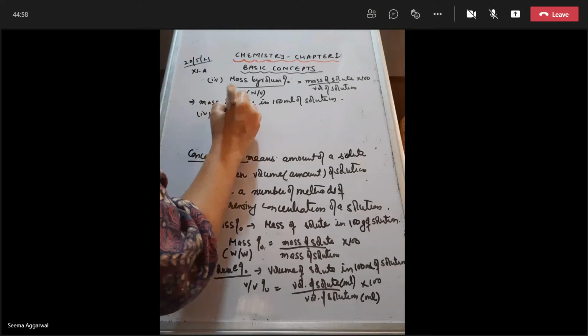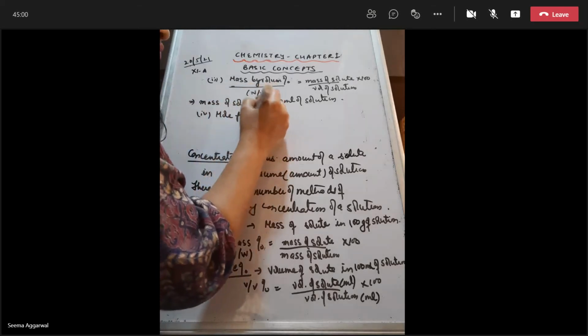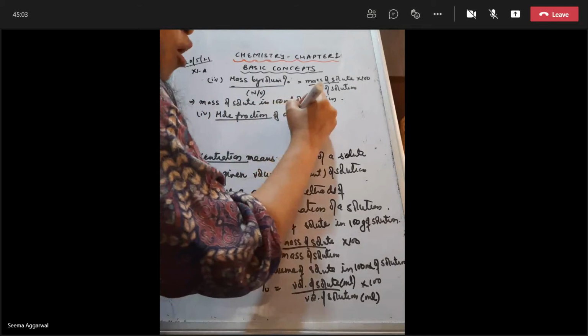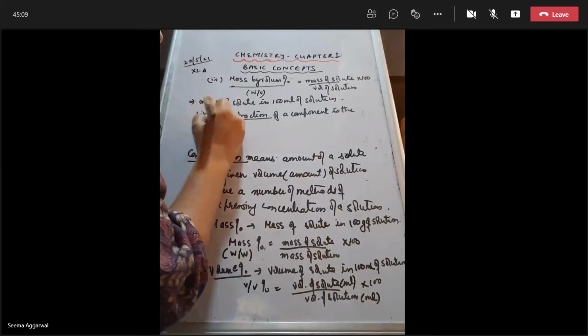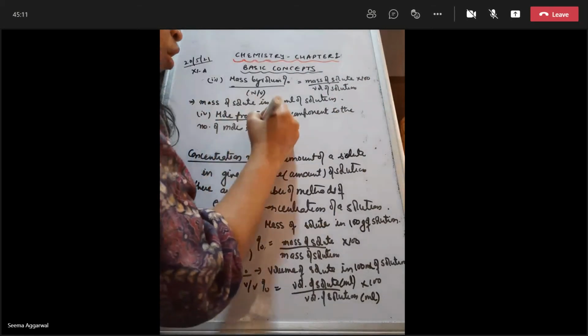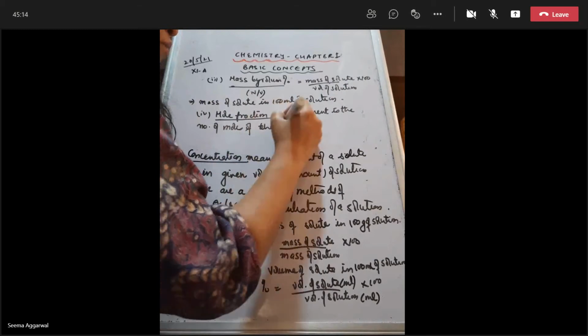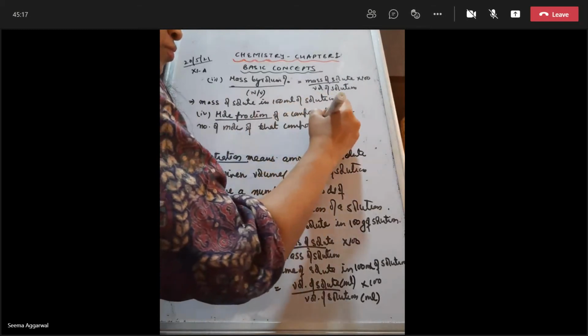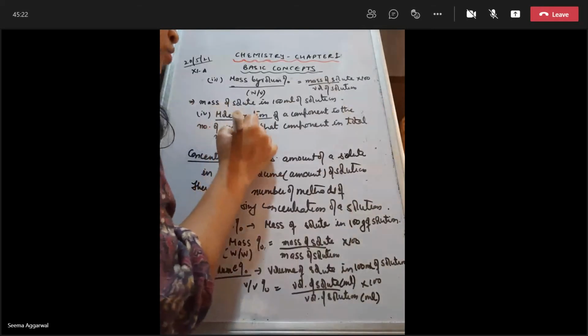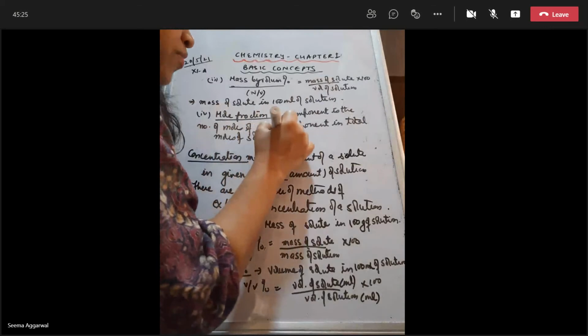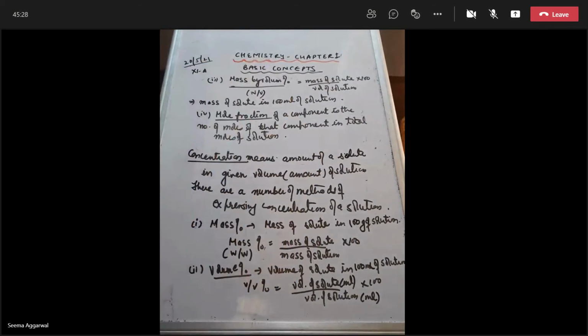Now another term is mole fraction. The mole fraction of a component is the number of moles of that component in total moles of solution. So in this, we are writing it in moles. It means that we are taking the number of moles of a particular component in total moles of solution.